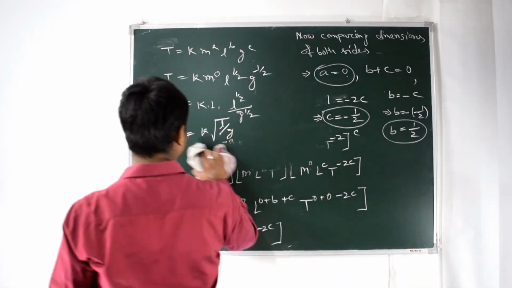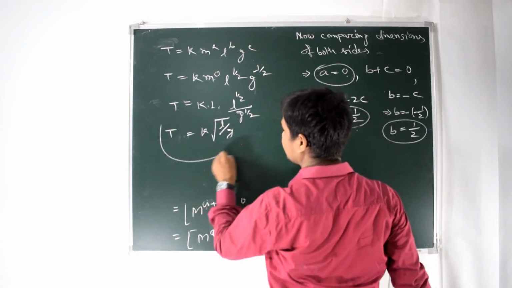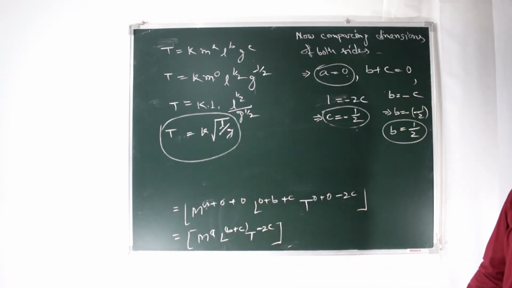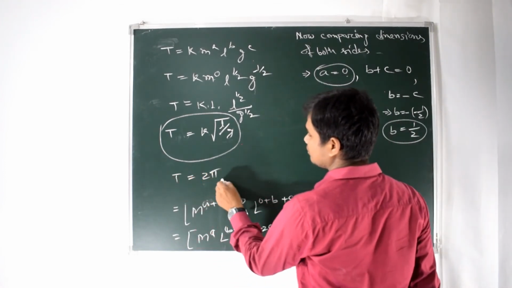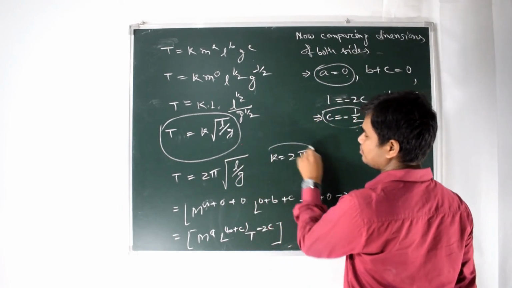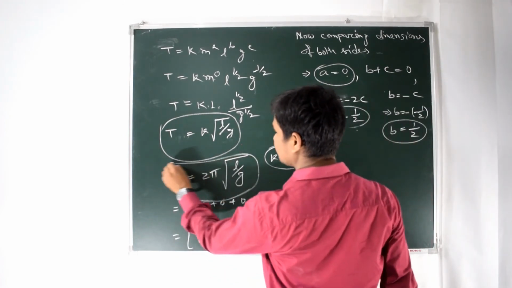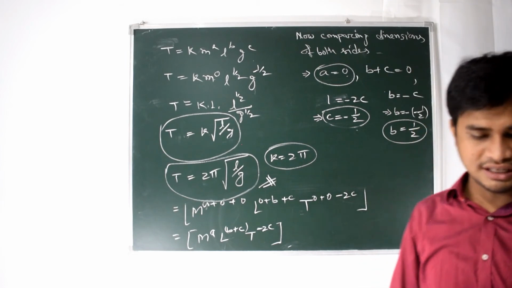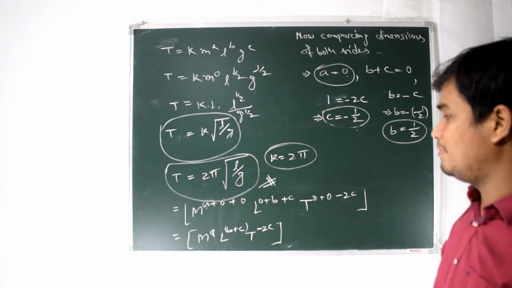Okay. So the time period is T is equal to K root over L by G. It is found by experiment that K is equal to twice pi. So this is the value of time period. Here you can formulate any formula using dimensional equations. This is one of the applications.